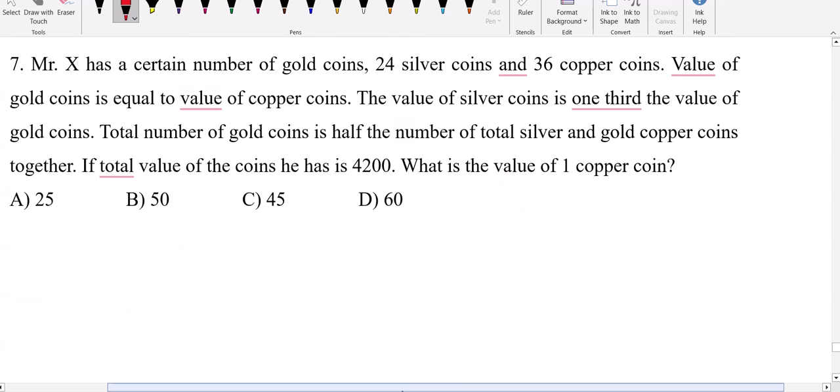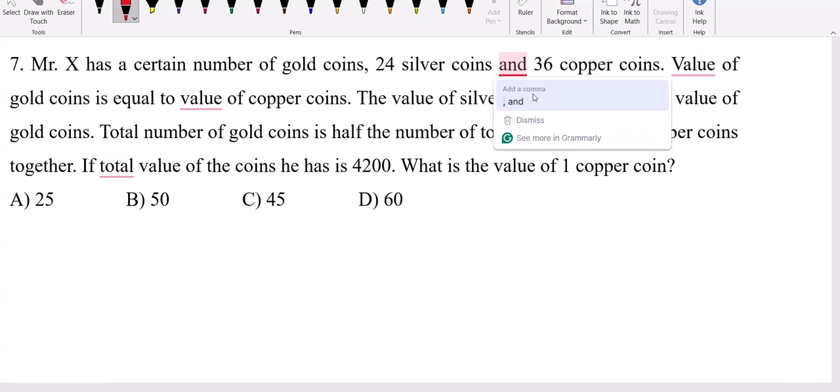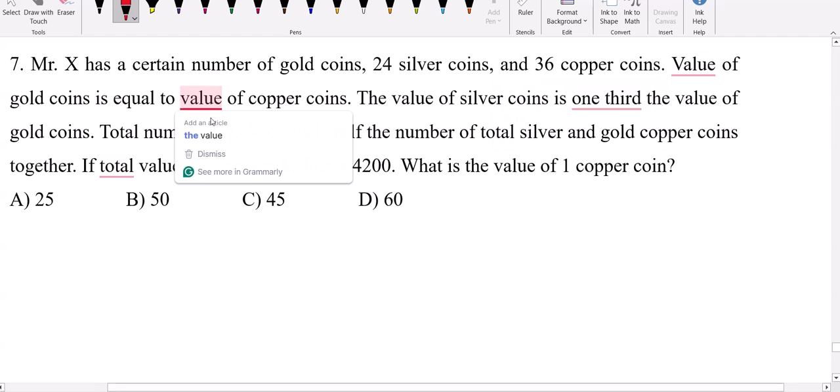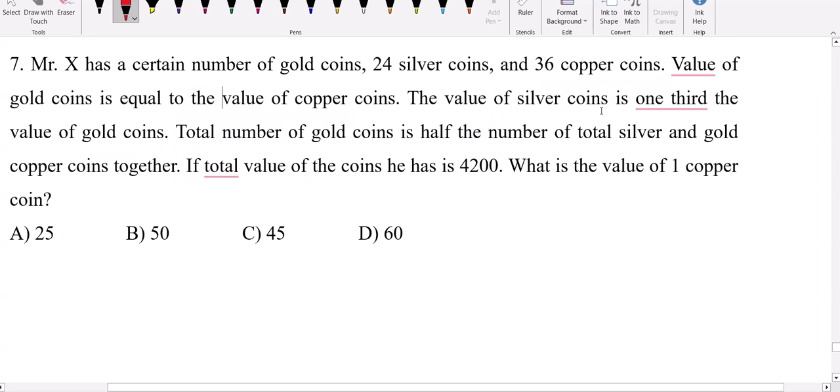Mr. X has a certain number of gold coins, 24 silver coins, and 36 copper coins. Value of gold coins is equal to value of copper coins. The value of silver coins is one third of the value of gold coins. Here two things: number of coins and value. Total value is 4,200. What is the value of one copper coin?